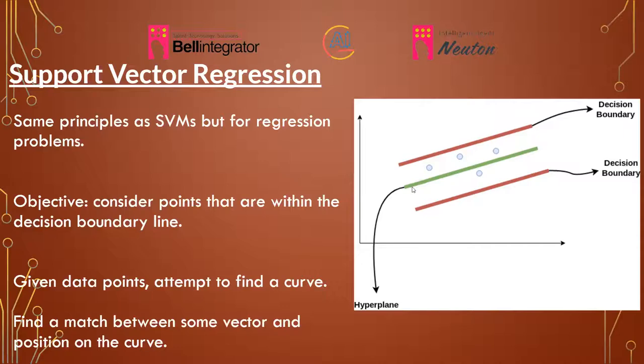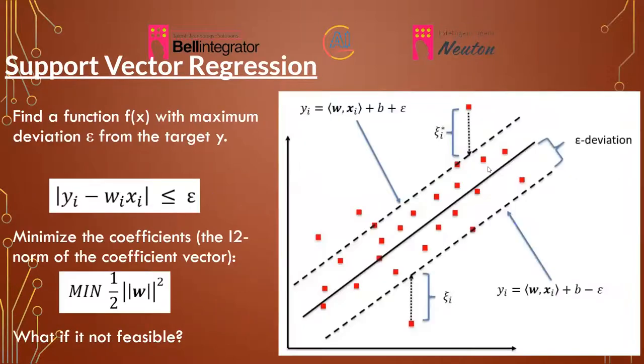And then given these data points, I'm going to attempt to find a curve. So the idea is the standard idea in regression, which is to find a match between some vector and position on the curve. So ideally, I have points lying on either side, and it is this hyperplane that I'm trying to locate to basically perform my regression. And my decision boundary will be the bounding limits, which will accommodate the maximum number of points. How would this look in a setup?